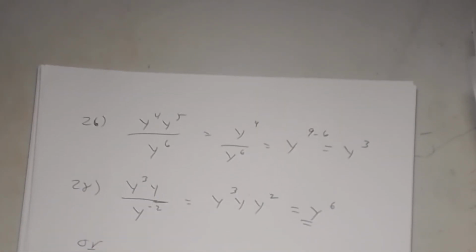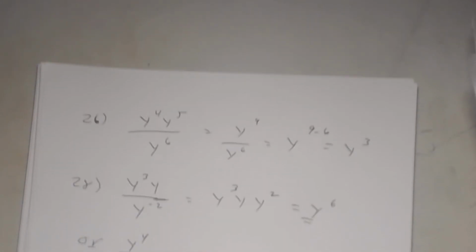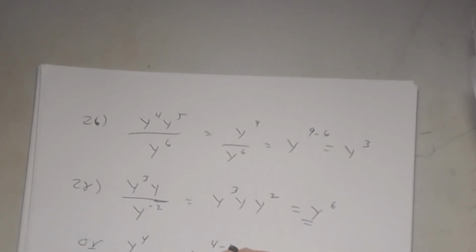So let's look at the other approach. What's y cubed times y? The product rule. Y to the 4th, divided by y to the what? Negative 2. Now let's use the quotient rule. So it becomes y to the 4th subtract what? Negative 2, which becomes y to the 6th. Okay? Now use the quotient rule, right?